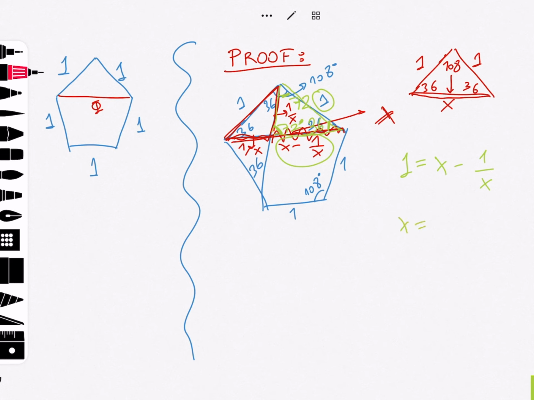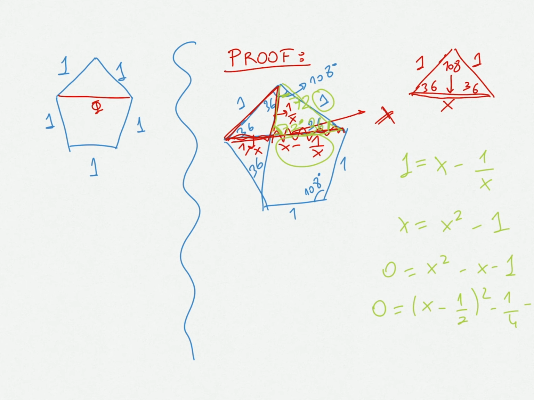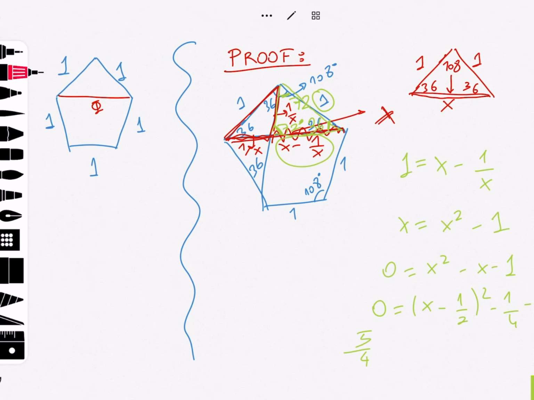x is non-zero, so we can multiply by x. 0 equals x squared minus x minus 1. 0 equals (x minus 1 over 2) squared minus 1 over 4 minus 1. 5 over 4 equals (x minus 1 over 2) squared. x minus 1 over 2 equals plus or minus, of course, the square root of 5 over the square root of 4, which is 2, and x equals 1 plus or minus the square root of 5, over 2.